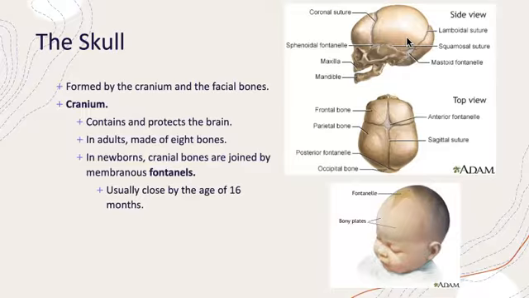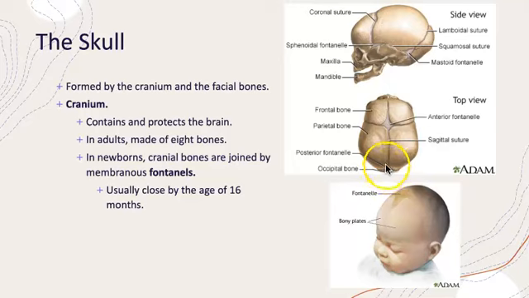In an adult, it's made up of 8 bones, but in newborns, as you could see pictured over here, it is going to be made up of more bones because our cranial bones are going to be joined by these fontanelles. And these are just soft spots where we have membranous connective tissue, and they usually close by the age of 16 months. So we can see here the anterior fontanelle is going to help close up this area of the frontal bone and our parietal bones.